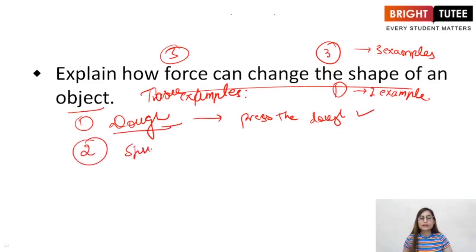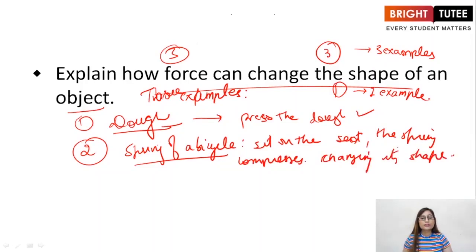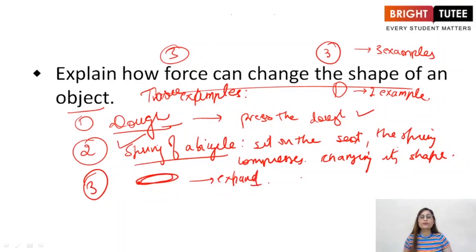Second can be the spring of a bicycle, right? When you sit on the seat, the spring compresses, changing its shape. Right? It is basically changing its shape. So here also shape is changing because of the application of force. Third, there are many examples we just discussed in the lecture as well. There is the rubber band example. If there is a simple rubber band kept on a desk, right? But when you expand it, when you apply some force, its shape changes due to the force, right? So these are some examples that force can change the shape of an object, right?